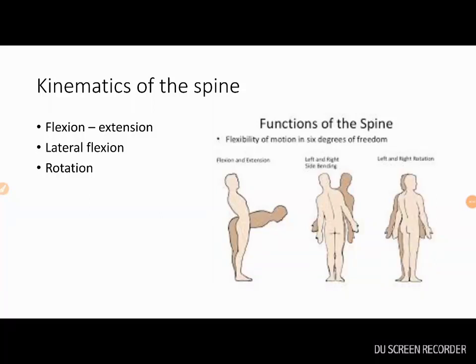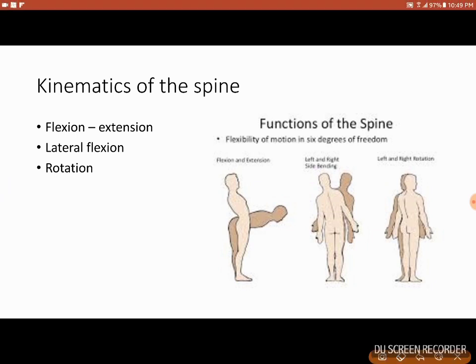Hello, so welcome to part 2 of our back and spine region. This time, let's talk about the kinesiology and the specific regions. First is the available motion in your spine. The available motions are flexion and extension, lateral flexion, and rotation.